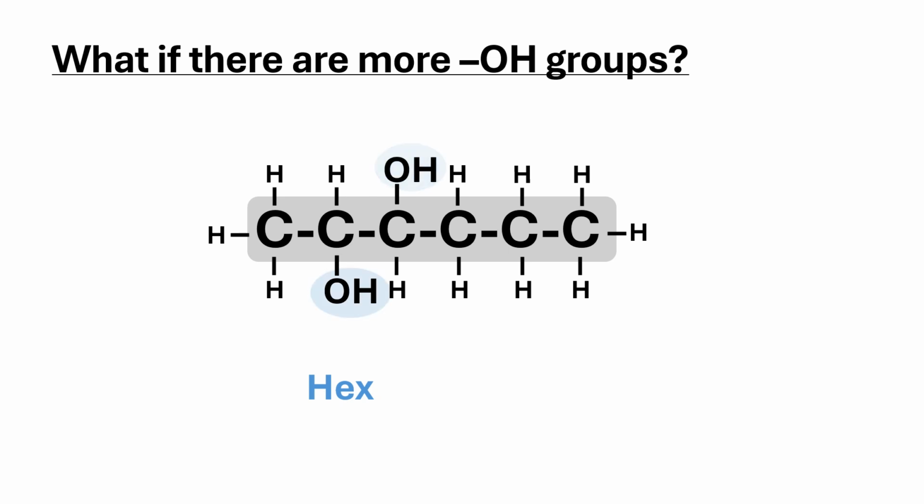Then addressing the position of the OH group, make sure you start counting from the side that's closer to the OH group. So we're going from left to right, and we can see 2 of the OH groups are coming off from second and third, and having 2 alcohols. This is hexane-2,3-diol. And now you can see where di came from.